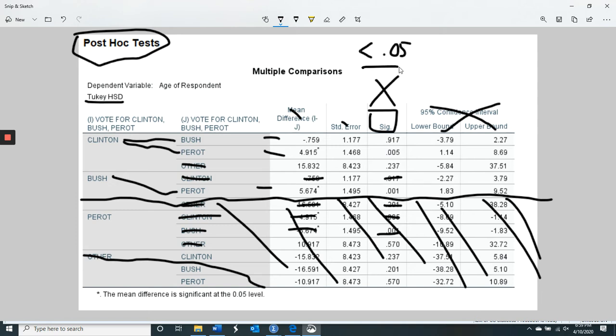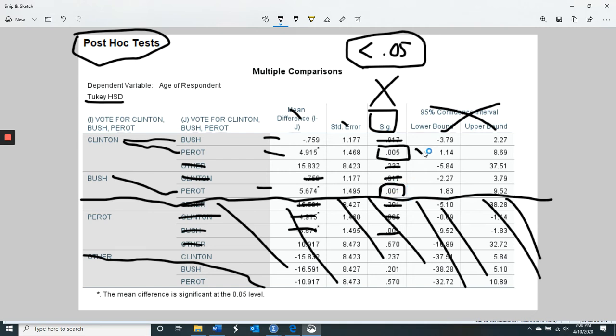But again, we're looking for this. This is the magic number. For every single SPSS output we're going to be looking at for inferential statistics, this is the magic number. This is what we're looking for. So this one, no good. Not less than 0.05. This is good. Less than 0.05, not good. Anyway, it's another. And then this one.